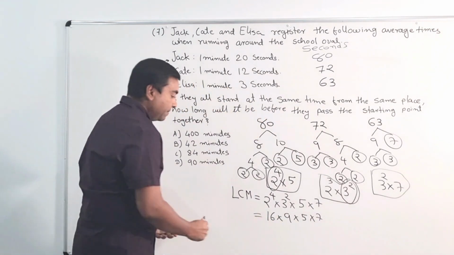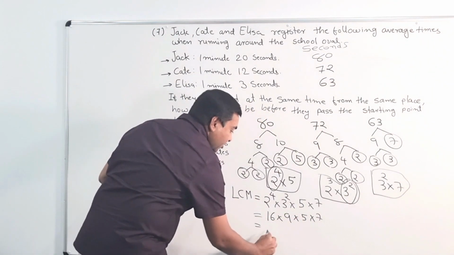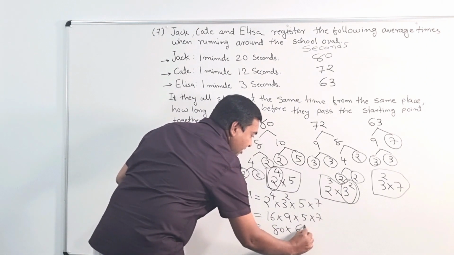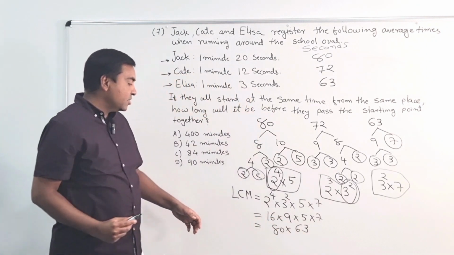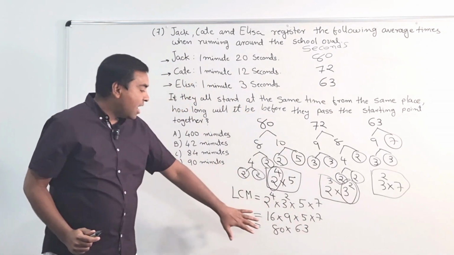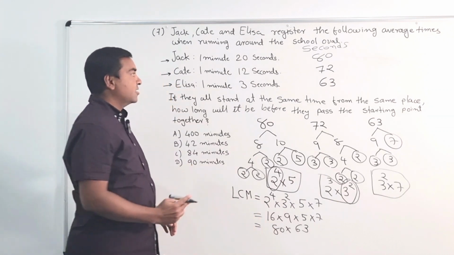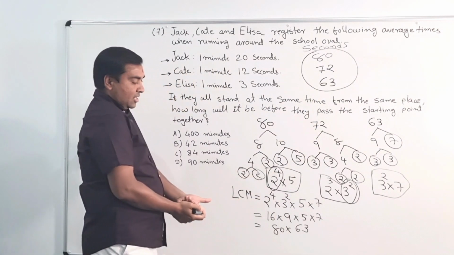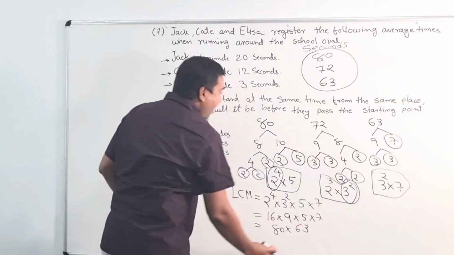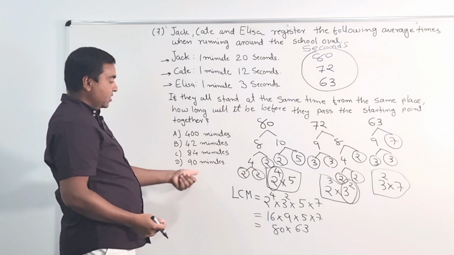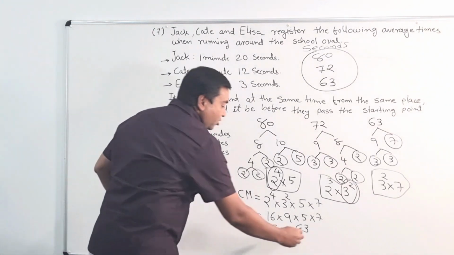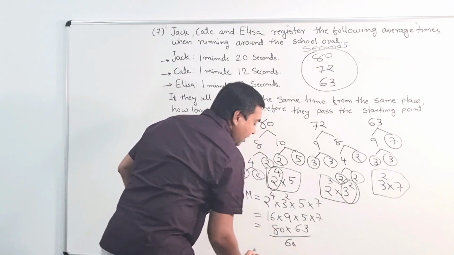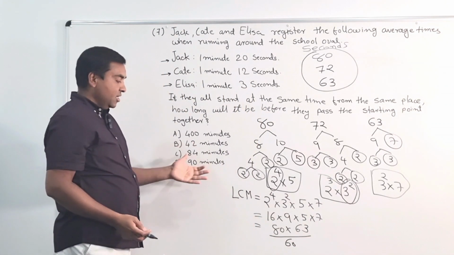Now what we can do is 16 times 5 is going to be 80. I'll write down 80. 9 times 7 is going to be 63. So 80 times 63. But that answer is in seconds, because all the numbers I have changed into seconds so that I can take the LCM. So this is in seconds. I want the time in minutes because the time given to me is in minutes. So to change seconds into minutes, I'll be dividing this final answer by 60.